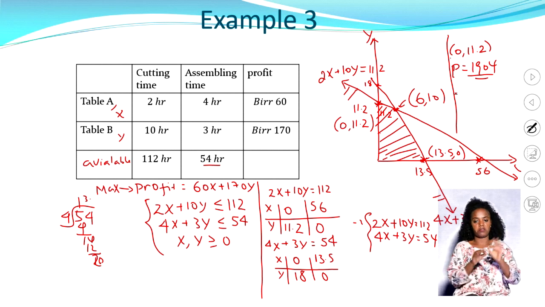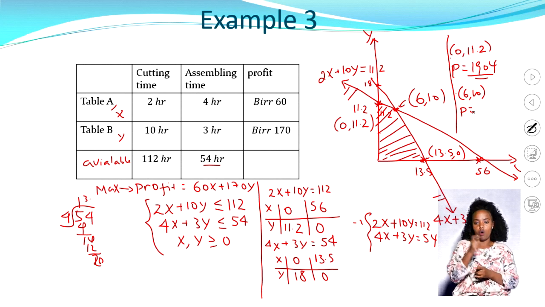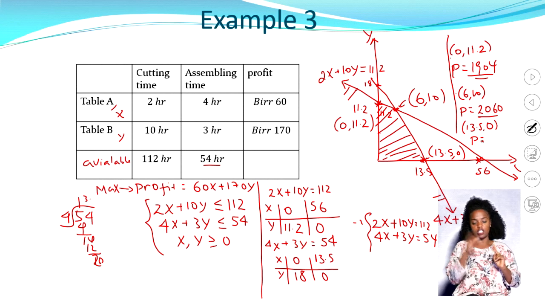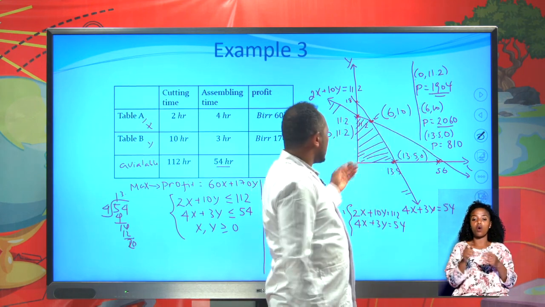And for corner point 6, 10, putting 6 on x and 10 on y and calculating the profit, you will have profit equal to 2016. And for the other corner point, 13.5, 0, when you put 13.5 on x and 0 on y, 60 times 13.5 will be equal to 810.